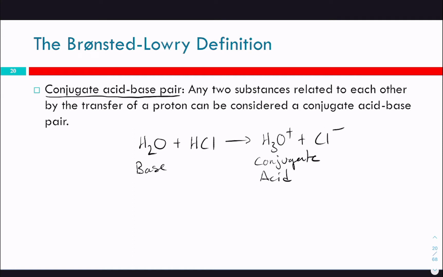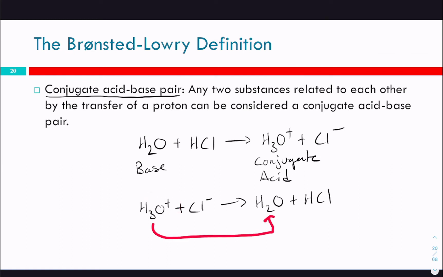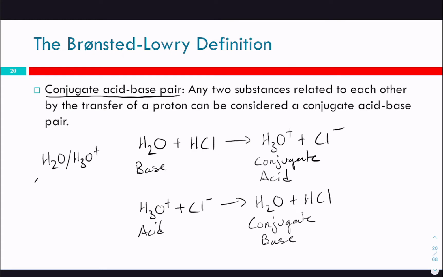So we can take this reaction and write it the opposite direction. And now that hydronium, the H3O plus, is losing one of those protons to become water. So this is now the acid, and its conjugate base is the H2O. So when written out in a reaction, the conjugate acid or conjugate base is always going to be the product. But we could write these together and say that H2O slash H3O plus is a conjugate acid-base pair.